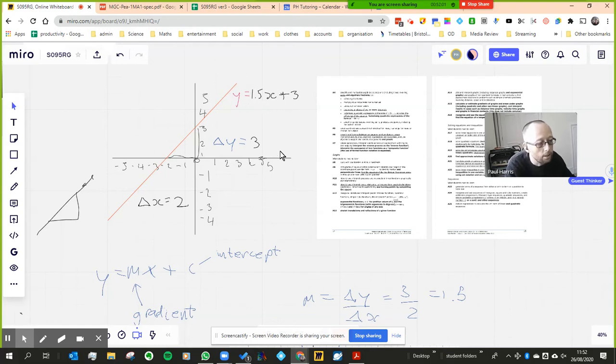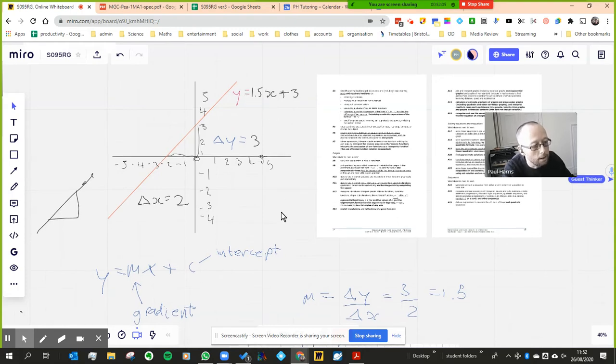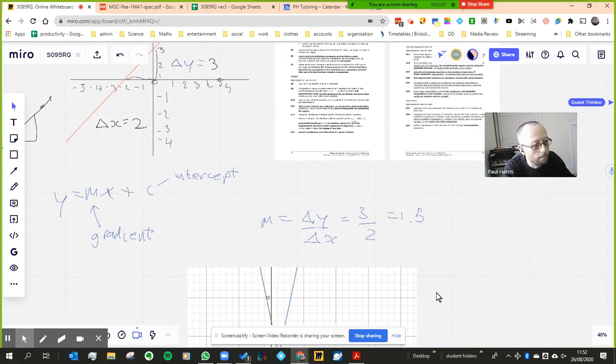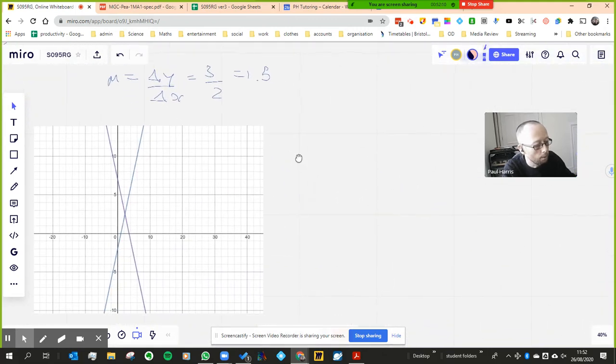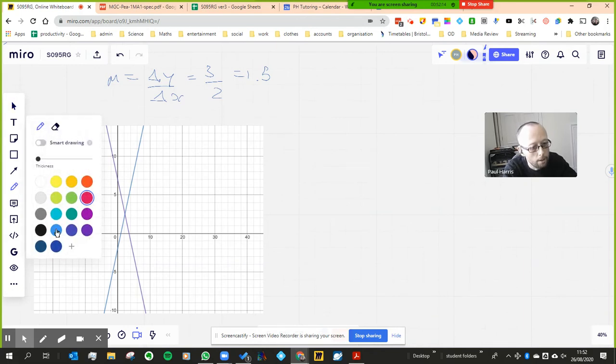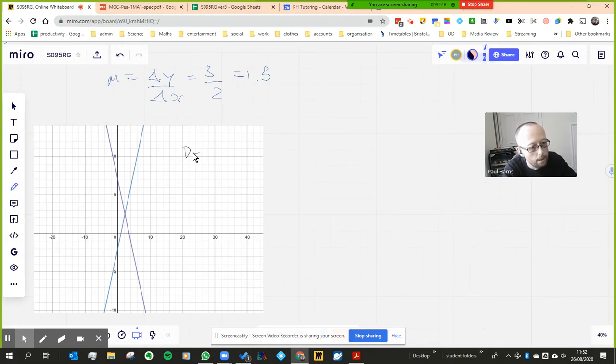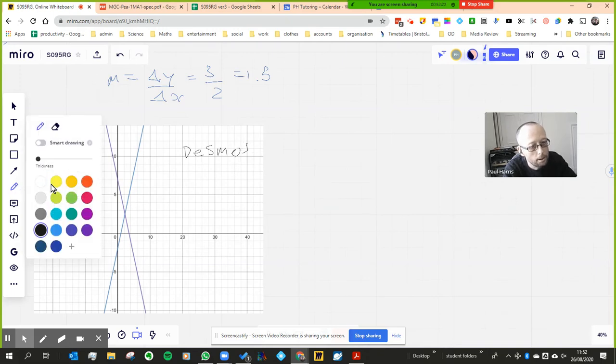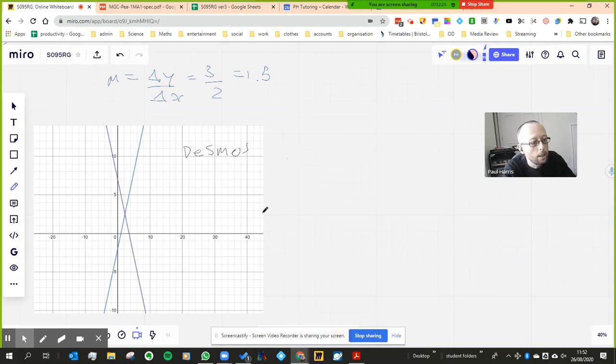Now you can practice lots of these types of equations and straight line graphs using Desmos. This was a picture that we made. So let me just write where we got that from. We got that from Desmos. So Desmos is a really good tool.